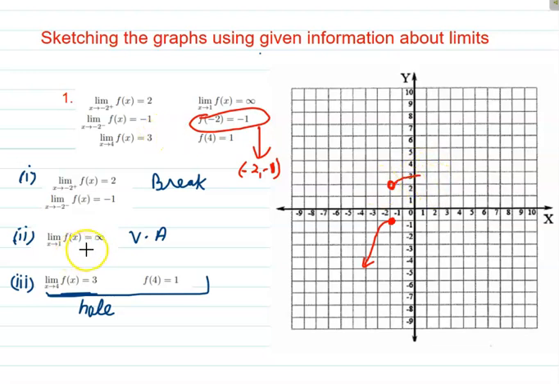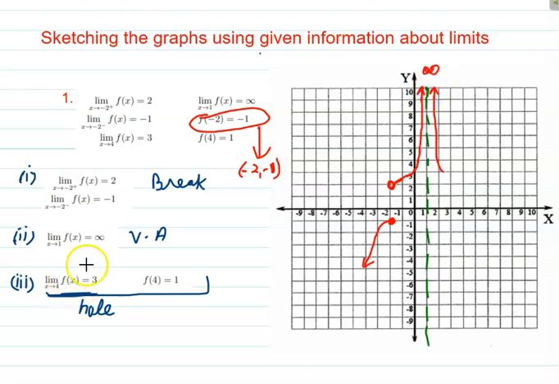At 1, there is a vertical asymptote. So let's draw a dashed line at 1 to represent the vertical asymptote. We are given the limit as x approaching 1, y value is approaching infinity. That means the y value is approaching positive infinity from the left side as well as from the right side. So we can continue this graph from here like this, and on the right side as well, graph lines always move closer to the vertical asymptotes.